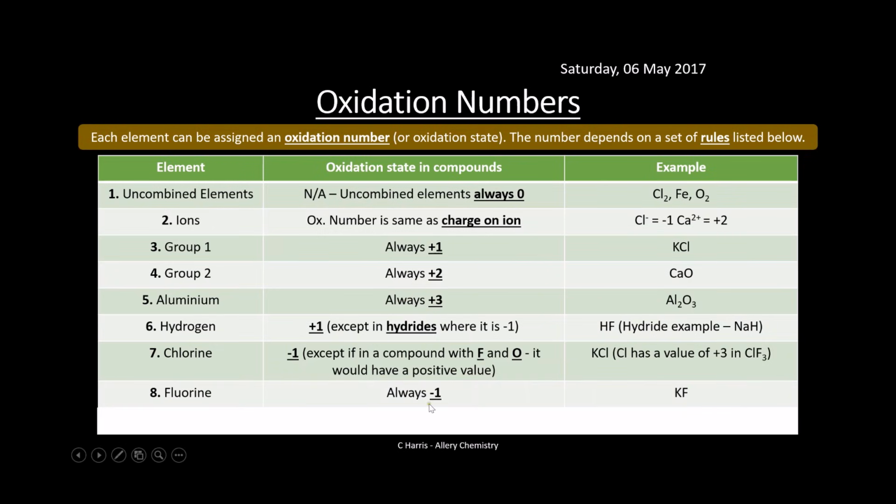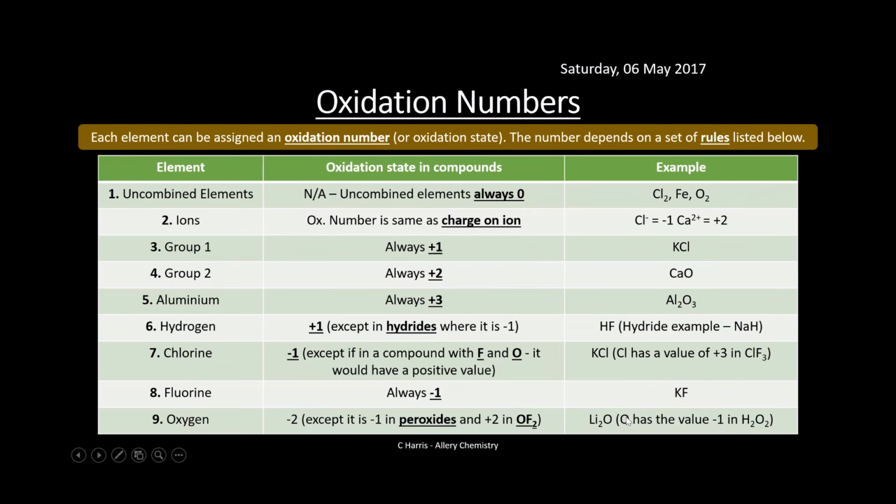Fluorine is always -1. That makes it pretty easy. It's nice to see. So basically, the most electronegative element takes priority. So fluorine is the most electronegative element, so it always has this priority oxidation number of -1. So for example, KF. And finally, oxygen is -2, except in peroxides where it's -1. And it's +2 in OF2 because fluorine takes the priority in this case. So for example, it's -2 in lithium oxide, so Li2O.